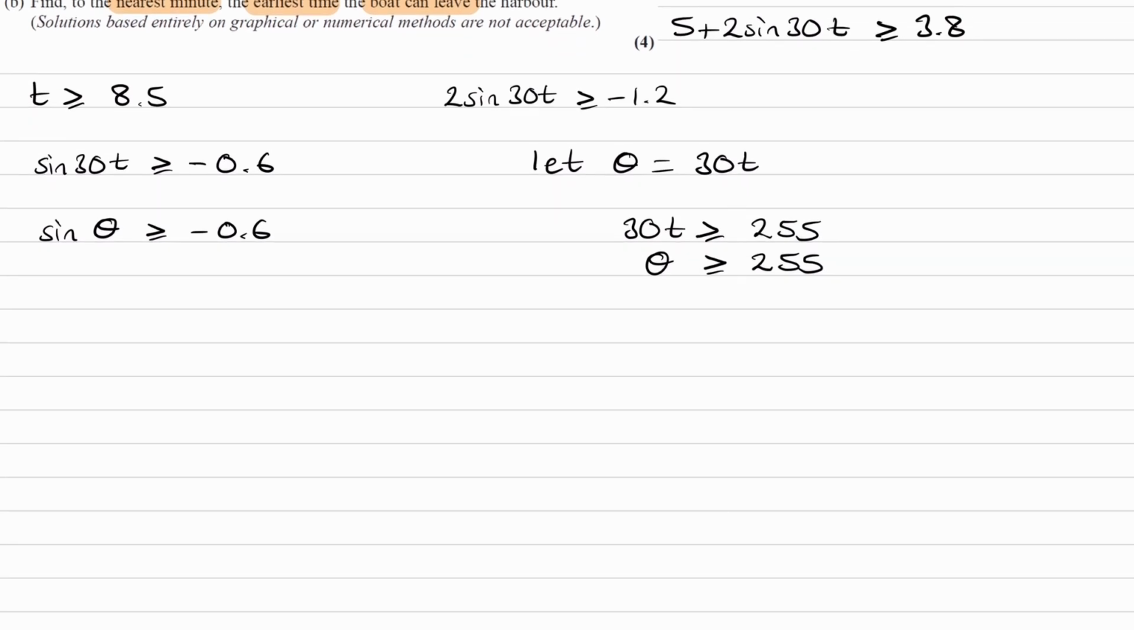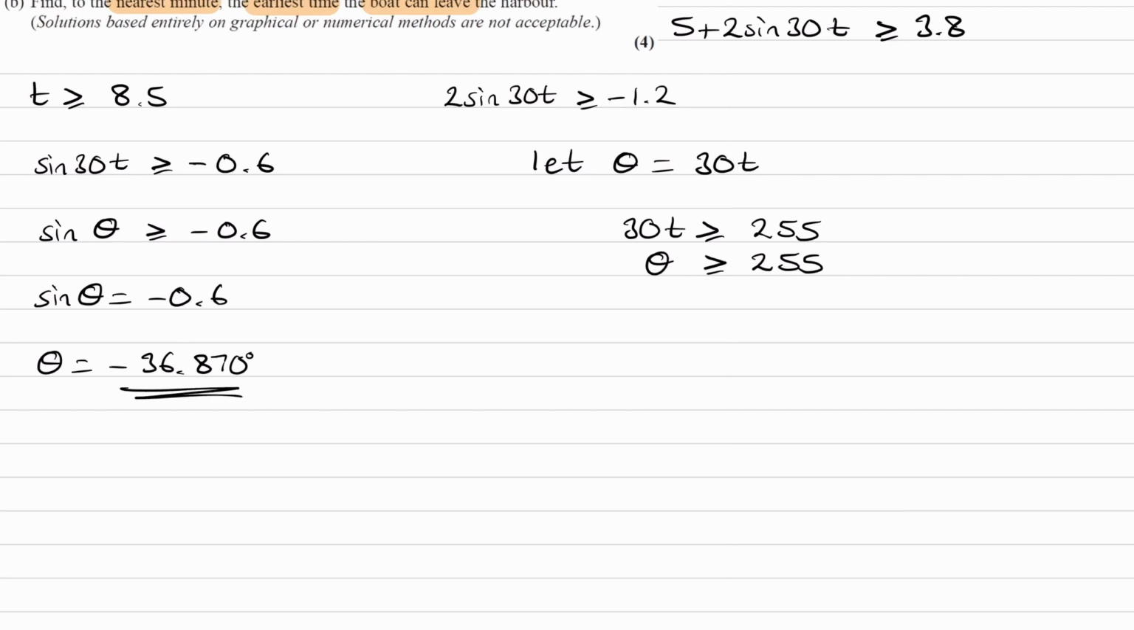Okay, so let's start with equating sine theta to minus 0.6 and then figuring out when theta is actually equal to it. So I get theta is equal to minus 36.870 degrees. So this is our principal value.